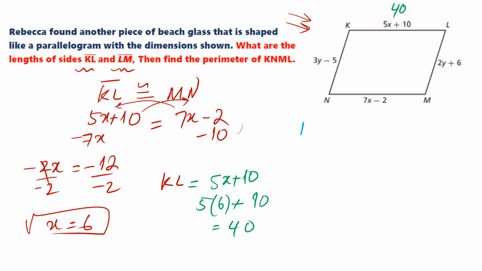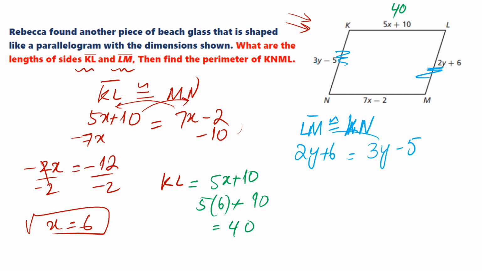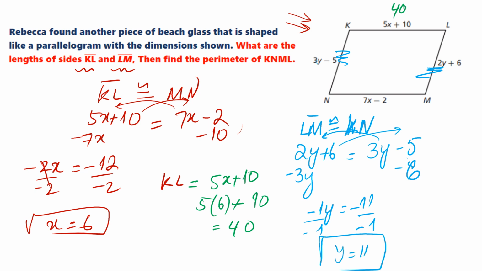Now next they are saying find LM. So LM is congruent to KN. This one is congruent to this one. So LM is what? 2y plus 6. And KN is what? 3y minus 5. Bring the 3y to the other side, gives you negative 3y. Bring the 6 to the other side, negative 6. 2 minus 3 is negative 1y. Negative 5, negative 6, negative 11. Divide both sides by negative 1, so y equals 11.